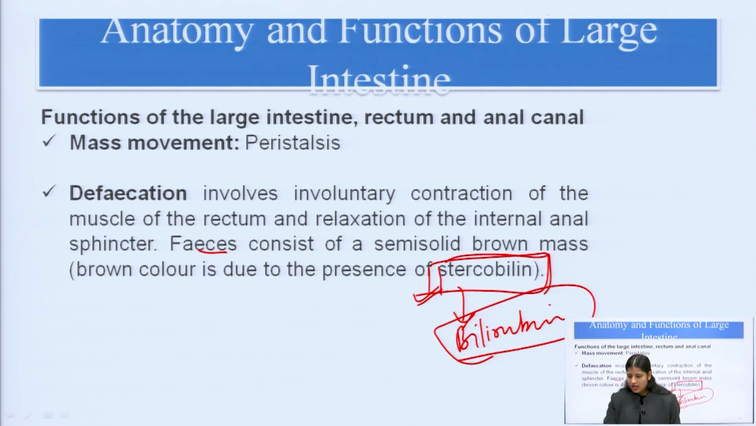I hope this is clear to all of you about the anatomy and function of the small intestine as well as the large intestine.